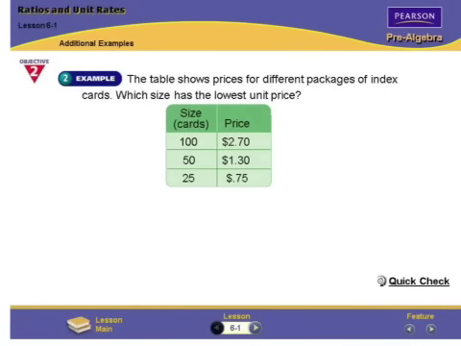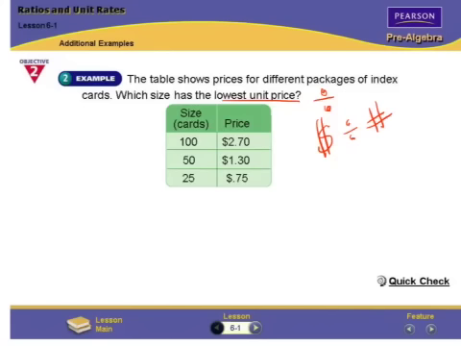Let's look at the next one. Here it's asking us to find unit price. We want the price per one unit, for just one thing. Here we're talking about packages of index cards. So we want the price for just one card. That's all we're looking for here. What we would need to do is divide. To find unit price, you will need to divide. We always take the money and we divide it by however many items that we have.